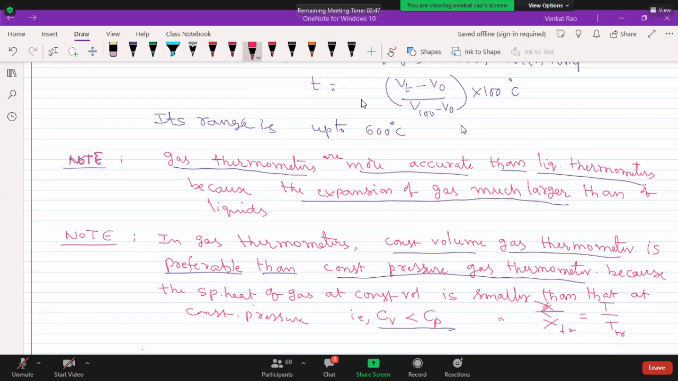They may ask a theory question: to measure the temperature above 3000 degrees Celsius, the preferable thermometer is the radiation pyrometer. Next one, the vapor pressure thermometer. Range is minus 268 degrees Celsius to minus 272. The range is just 4 degrees only. Minus 268 to minus 272 degrees Celsius.